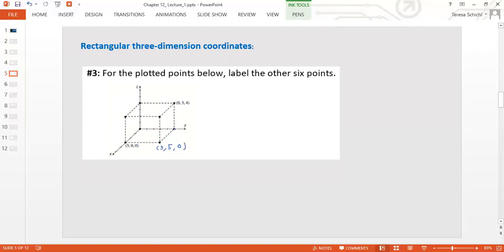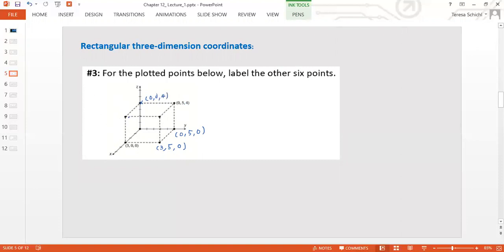Correct? Okay, now let's take a look at this point. This point is easy because it is on the y-axis. So this point will be (0, 5, 0), right? Okay, this next point is on the z-axis. So this point here is 1, 2, 3, 4, right? So it will be (0, 0, 4).